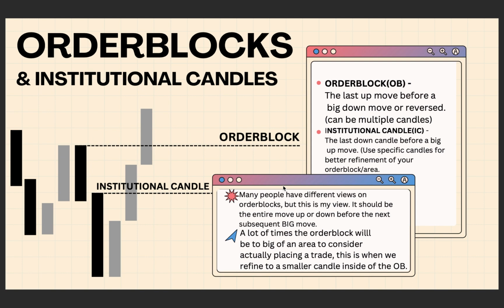A lot of times the order block will be too big of an area to consider actually placing a trade, and this is when we refine to a smaller candle inside of the order block. There's also room for more refinement. Let's take a look at some of the qualities of a valid order block. An order block doesn't need all of the elements I'm going to list, but the more the better.